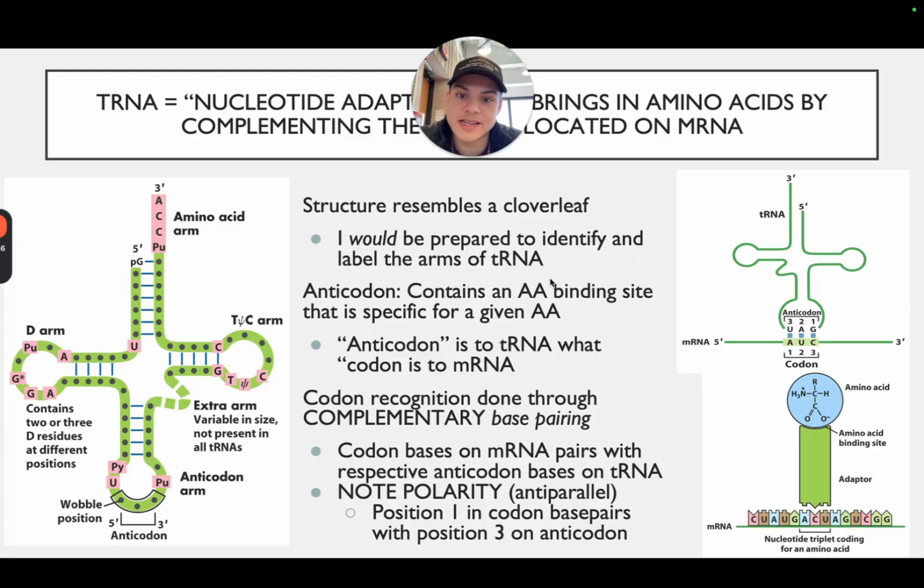I would be prepared to identify and label arms of tRNA. So for example, the T-psi-C arm, the extra arm, the amino acid arm, D arm. You should definitely know where each of them are. And then the wobble position and anticodon. Those are the main ones.